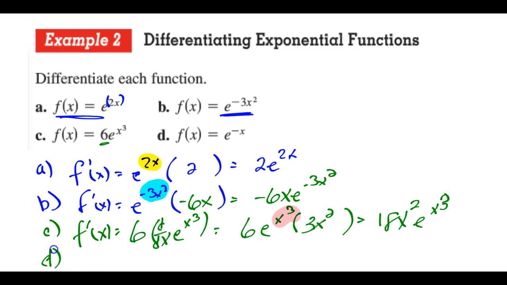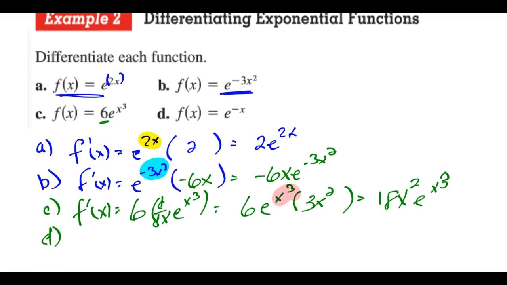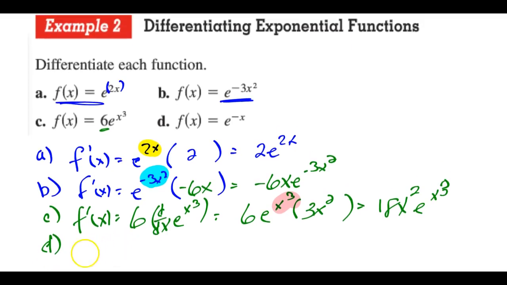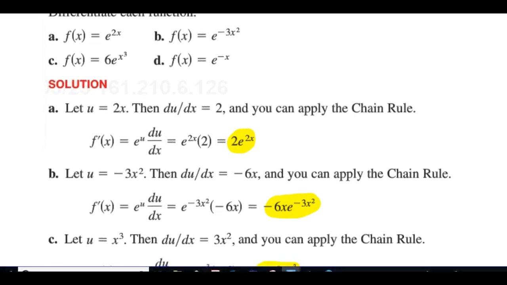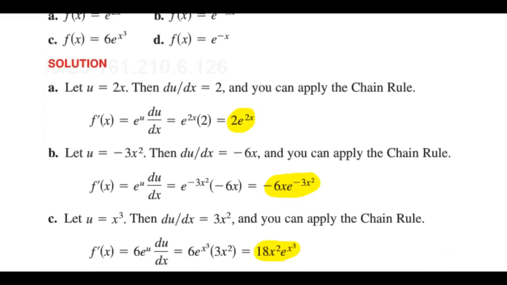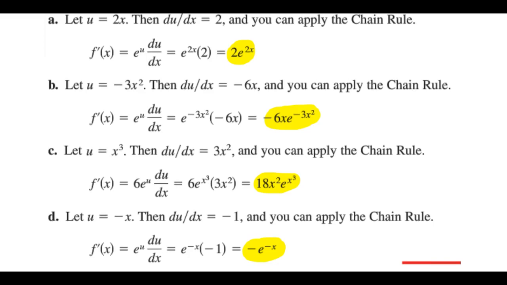And then part D, the last problem, the derivative of e to the negative x is e to the negative x, but then times the derivative of negative x, which is just negative 1. So I'd bring that out front. Here are worked out solutions from the author. Looks like we did good.